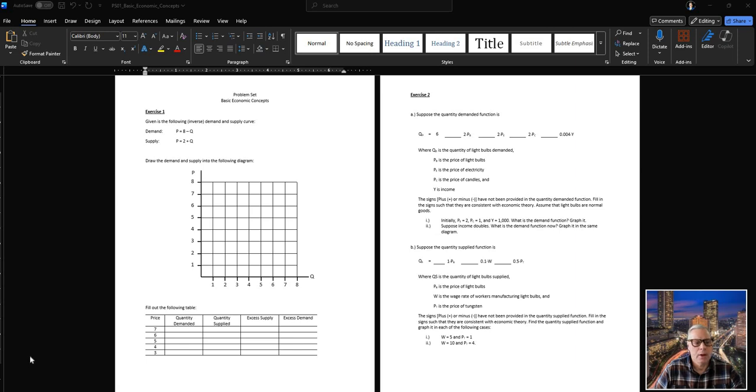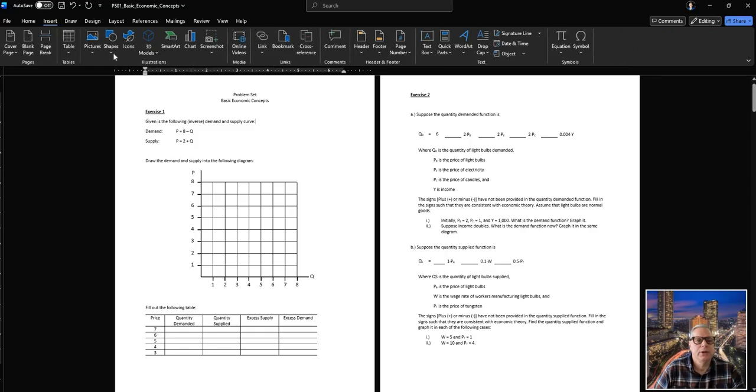They really mean. All right, so now that we have learned about basic economic concepts, let's review them in the next couple of videos. And so let's begin with exercise 1. Given is the following inverse demand and supply function. So the demand is 8 minus q, so that means it starts at 8 and has a slope of negative 1. So let me draw that in there.